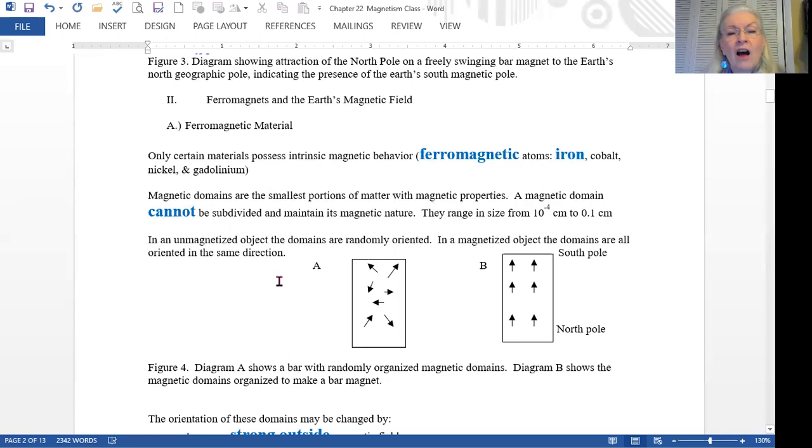If you have a piece of iron, it might be unmagnetized at the moment. You can't use it to pick up paper clips or pins.